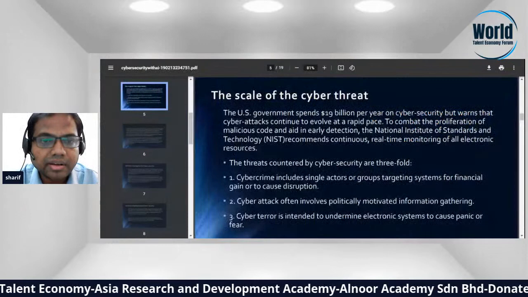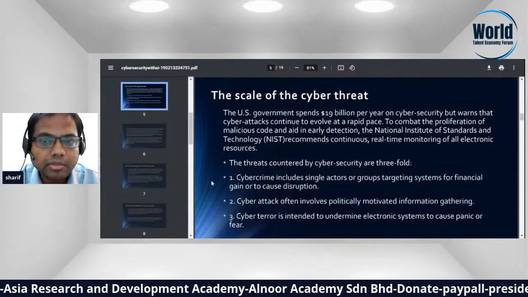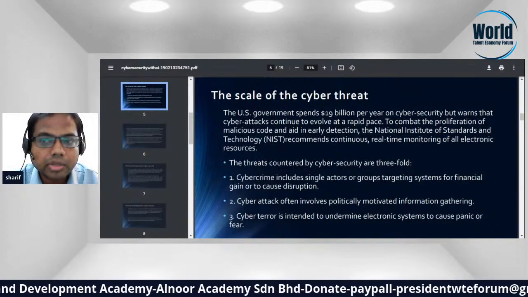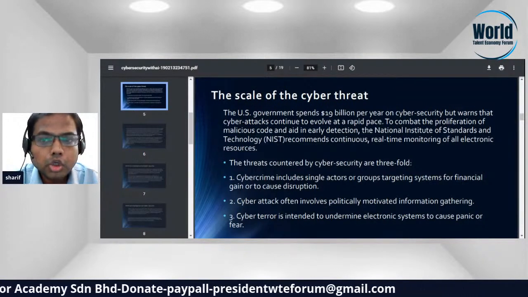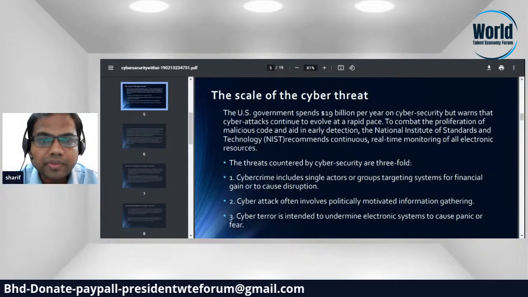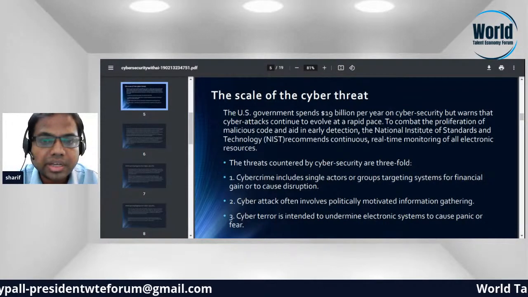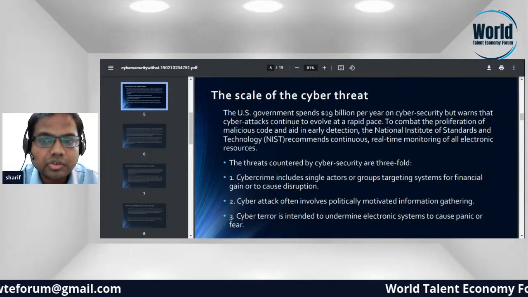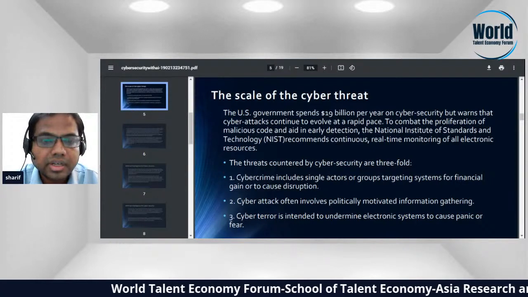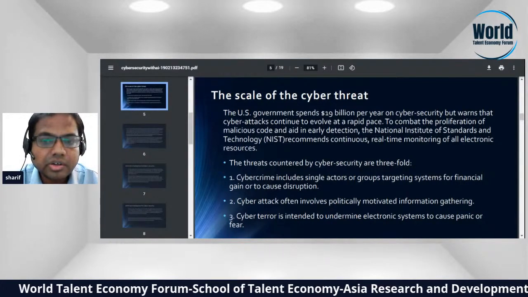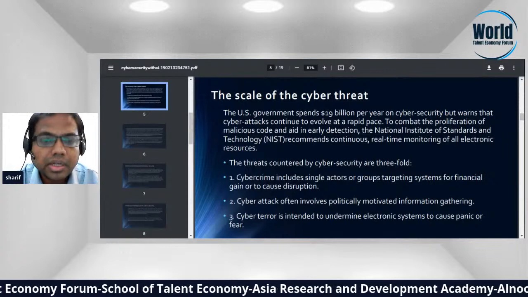The scale of the cyber threat. The US government spends $19 billion per year on cybersecurity but warned that cyber attacks continue to develop at a rapid pace. To combat the proliferation of malicious code and aid in early detection, the National Institute of Standards and Technology recommends continuous real-time monitoring of all electronic resources. The threats countered by cybersecurity are threefold.